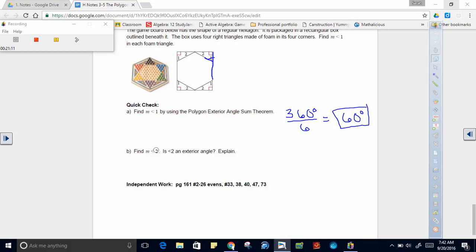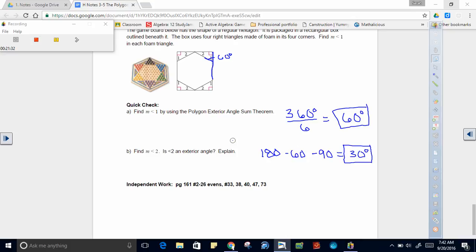Find the measure of angle 2. Okay, well, I know that angle 1 is 60 degrees. I know that's 90, and angle 2 is the third angle of a triangle. So I'm going to go 180, subtract 60, subtract 90, and I'll get 30 degrees. So the measure of angle 2 is 30.